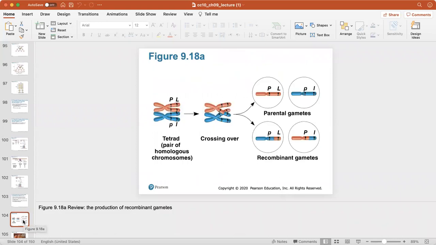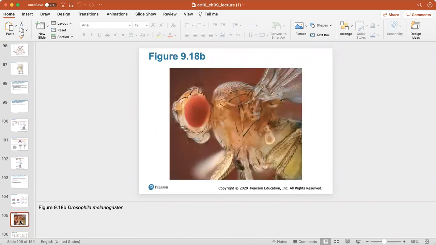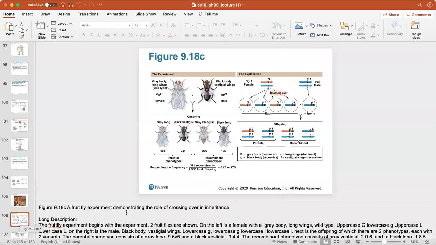So this, again, is just showing the production of recombinant gametes. So this just means that when you have homologous chromosomes, they can cross over and produce differences in the parental and recombinant gametes. And this is just an example of this in Drosophila melanogaster, which is a type of fruit fly. So this is a fruit fly experiment demonstrating the role of crossing over in inheritance.